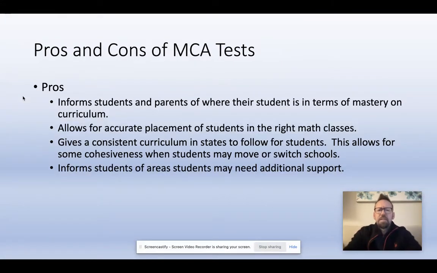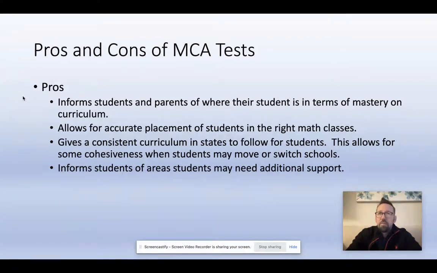Pros and cons of the MCA tests. Well, the pros are, as I mentioned, it informs the students and the parents of where you guys are in terms of mastery of the curriculum. So if you're above average or at average, this is good to know. It's good to know if there are any trends in your scores on these tests, but for the overall curriculum that we use for that grade level, we know where you're at, and that's good to know. It allows for accurate placement of students in the right math classes. It gives consistent curriculum as well.